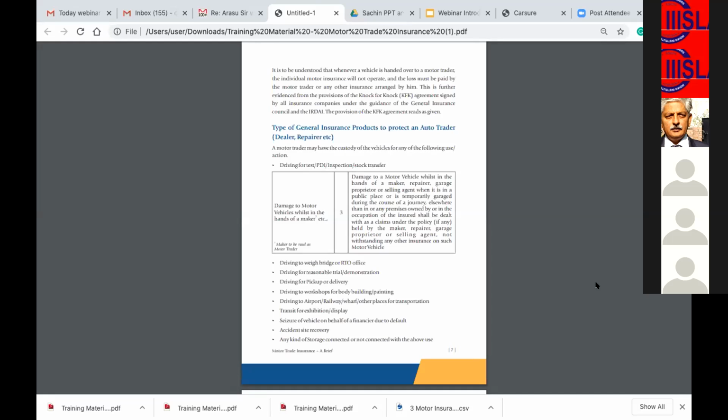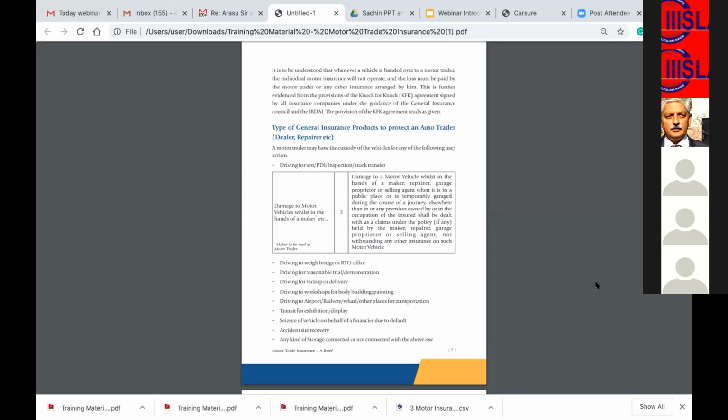Shall be dealt with as a claim under the policy held by the motor trader, dealer, repairer, garage proprietor or selling agent, notwithstanding any other insurance on such motor vehicle. That means the insured's, the vehicle registered owner's, insurance will not pay. It has to be paid by the insurance held by the motor trader.